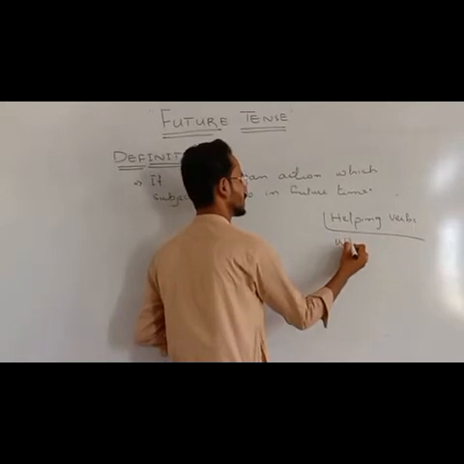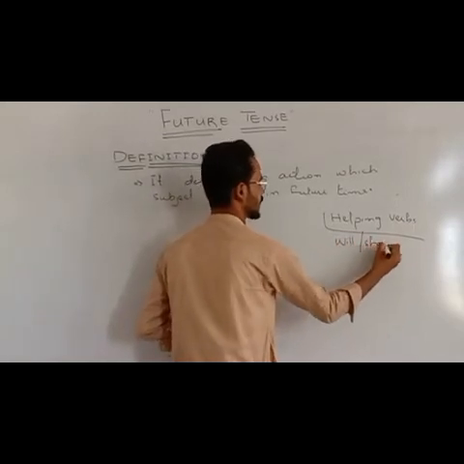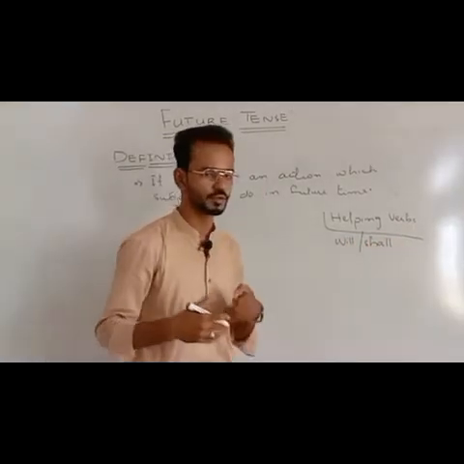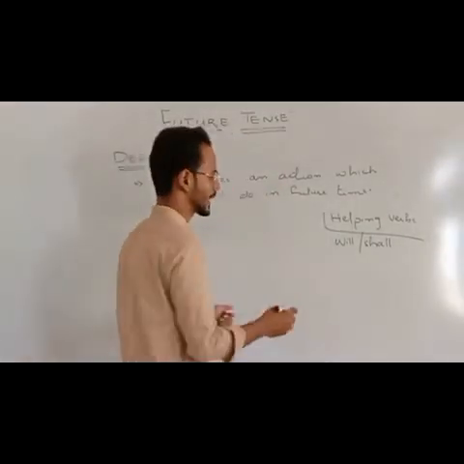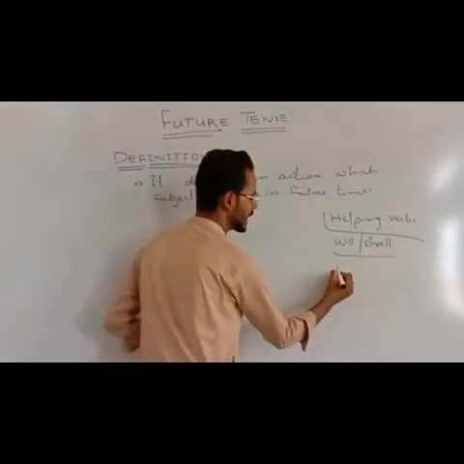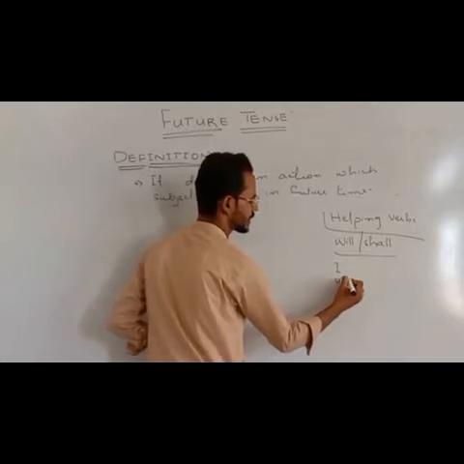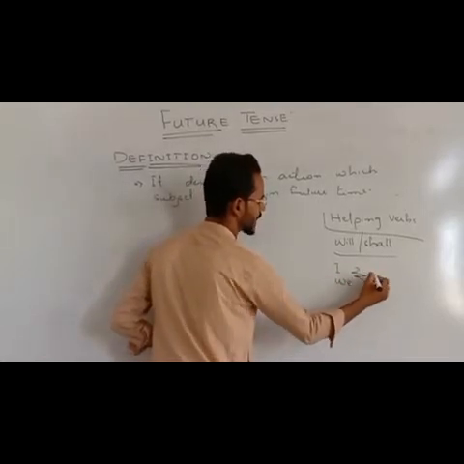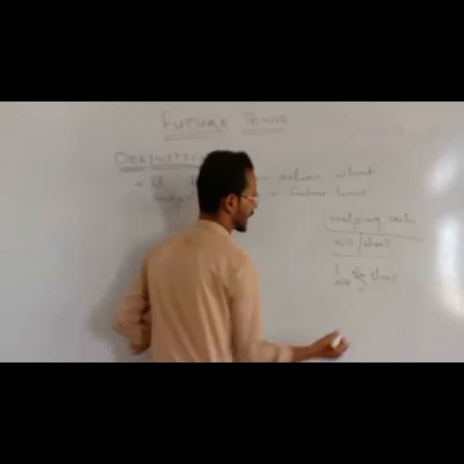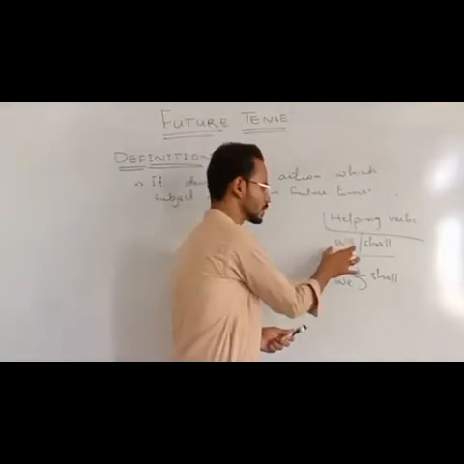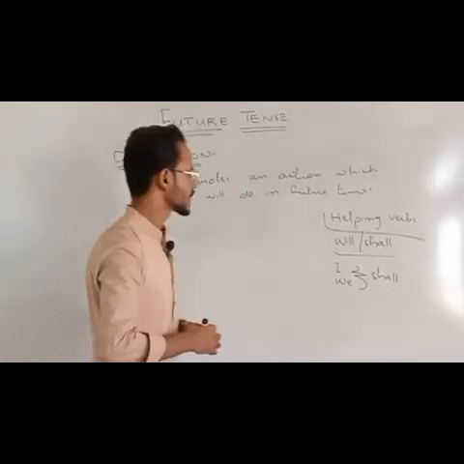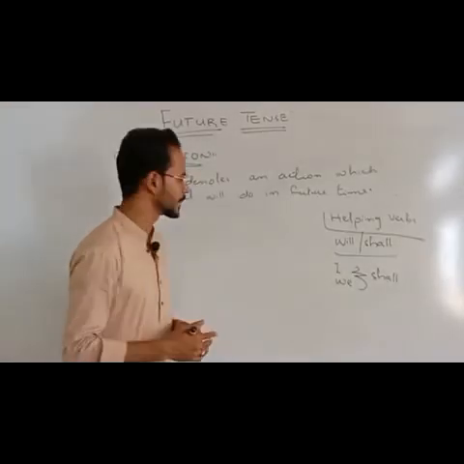What are the helping verbs of future tense? Will and shall. Now there is a confusion about where we have to use will and where we have to use shall. So let me clear one thing: with I and we you will use shall, and with other subjects you will use will. Okay, guys?